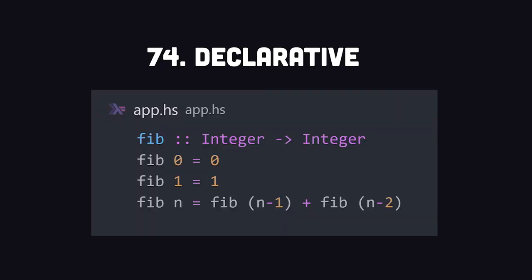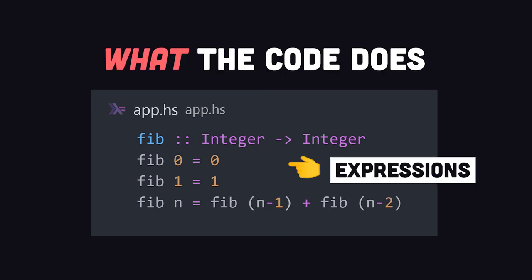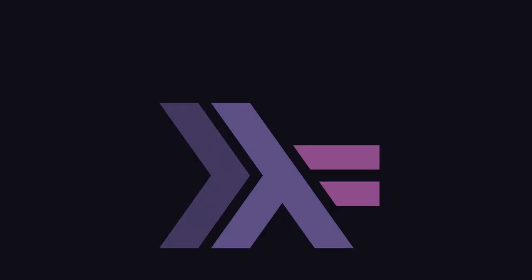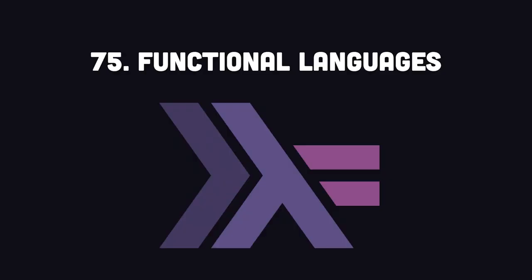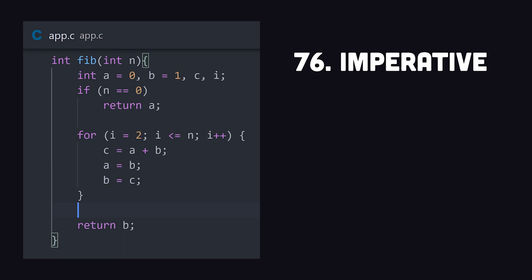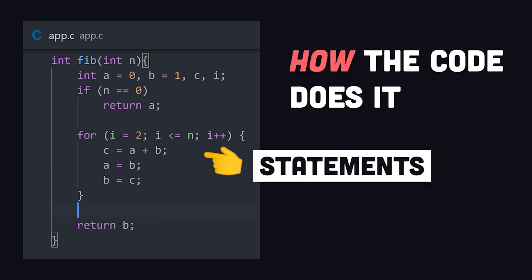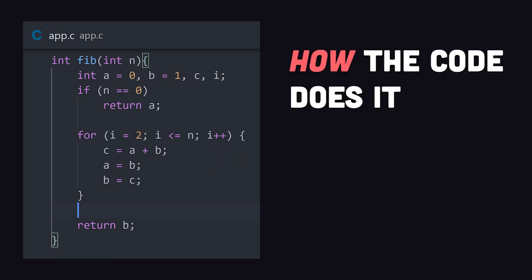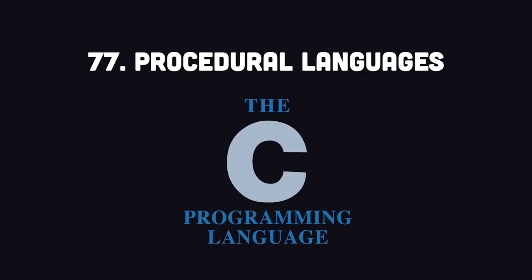One programming paradigm is declarative, where your code describes what the program does and the outcome, but doesn't care about things like control flow. This style of programming is often associated with functional languages like Haskell. The other paradigm is imperative programming, where your code uses statements like if and while, providing explicit instructions about how to produce an outcome. It's associated with procedural languages like C.